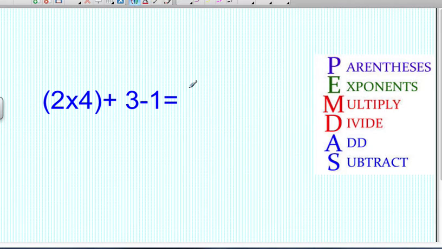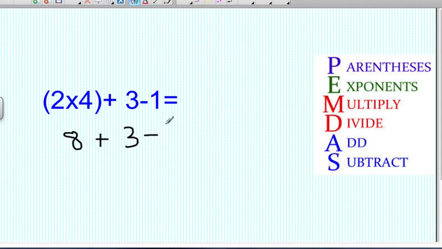Looking at the problem, we have 2 times 4 in parentheses plus 3 minus 1. So we look over here at the list. Does the problem contain parentheses? Yep. So we're going to do that first. 2 times 4 is 8. And we want you to get used to writing the problem again down below, so if you make a mistake, we can figure out where you are making your mistake.